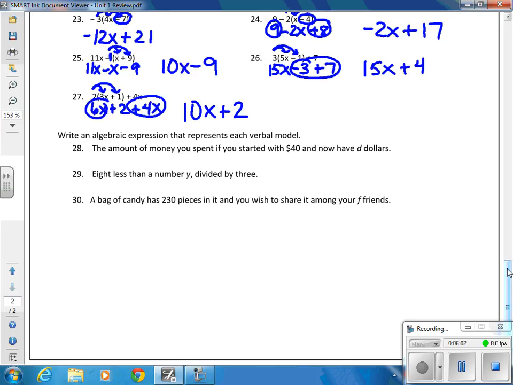Number 28, the amount of money you spent if you started with $40 and now have D dollars, right, is when you take your $40, you're going to subtract what you now have, and that's going to tell you how much you spent.